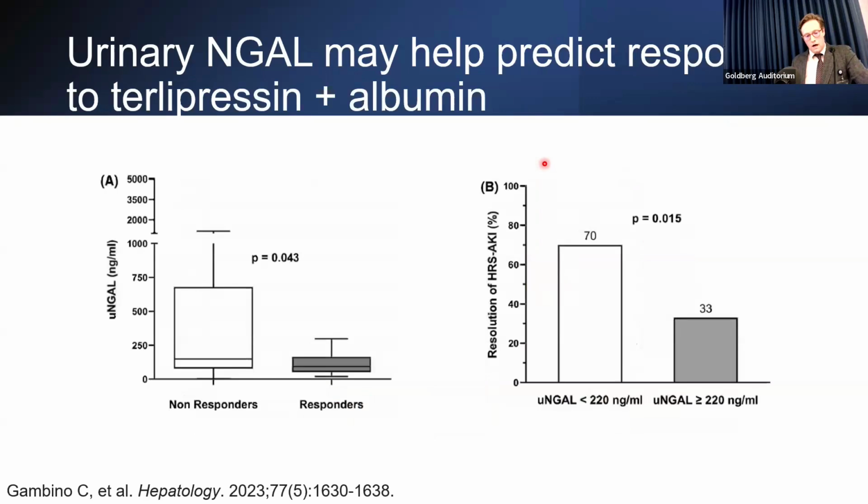etiologies. And urinary NGAL was also useful in predicting responders versus non-responders with regards to terlipressin. So although it's not available to us now, it will probably be available in all of our careers, and another piece of data to help guide our management.